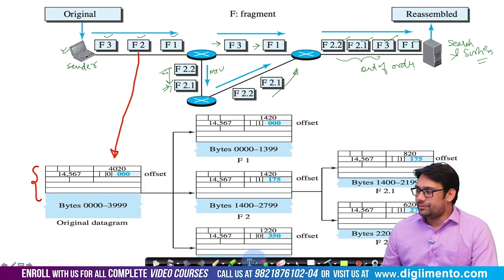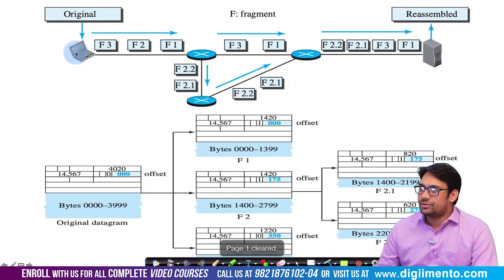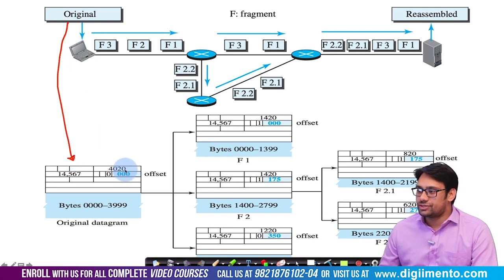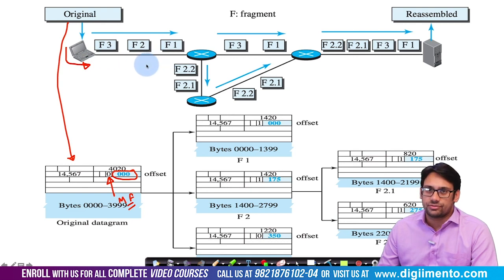This is your original datagram. Now this original datagram here, the original message is represented by this. As you can see, the offset of the original message is 0. And here we are sending different information. Here this is representing that the more fragment field is 0. So the more fragment field is 0, which means there is no other fragment behind this. So as soon as this message is sent through this interface.